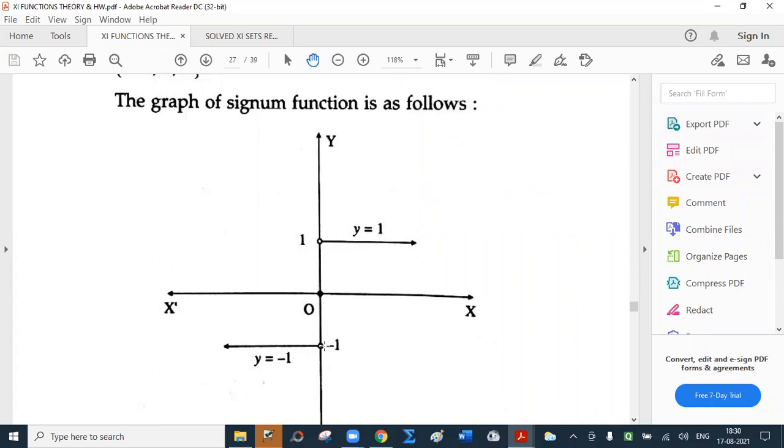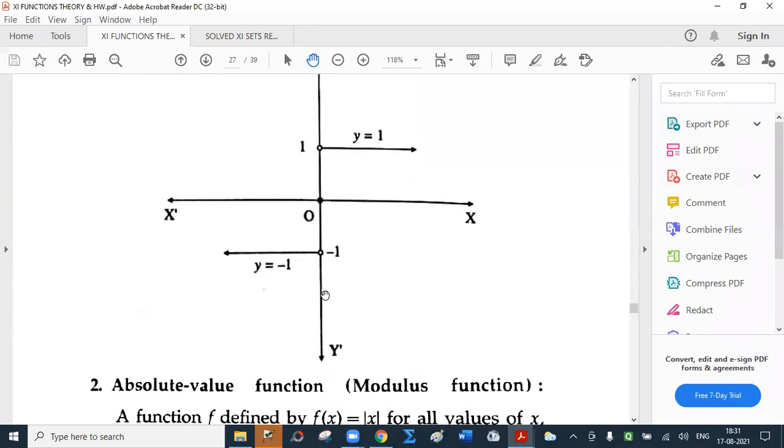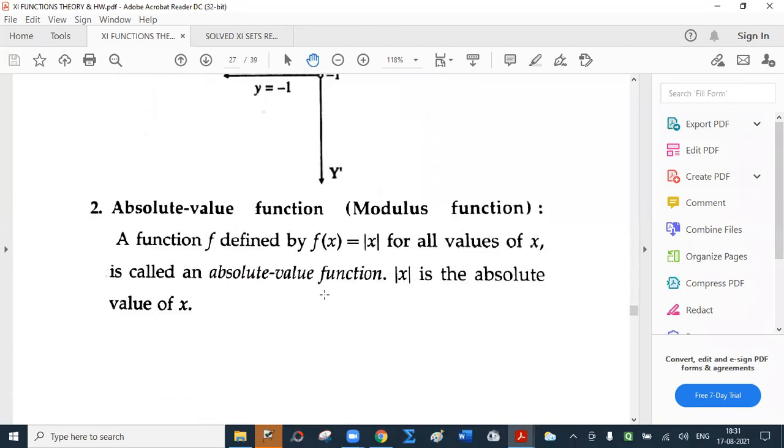Why this hollow circle? Because when x is 0, 0 is not negative. 0 is not positive. When x is 0, y is nothing but 0. So this origin lies on the graph and therefore it is shown by a dark circle. Actually, this function is not that important from an exam point of view, but the next function is, and I have explained this in detail.